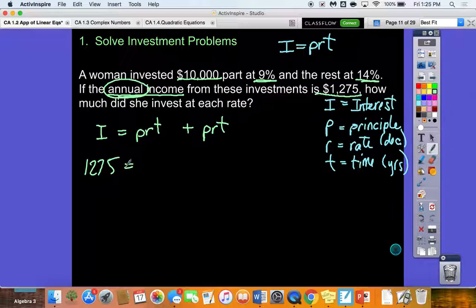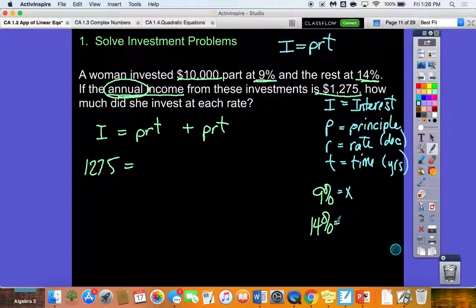So what we need to do is label the principal, and this is what threw people for a loop. You've got to make a choice. We've got 9%, we've got 14%. One of them needs to be X. It makes no difference which one you allow to be X. None whatsoever. So if you say, okay, 9% is going to be my X term.